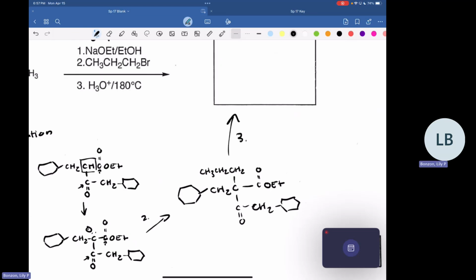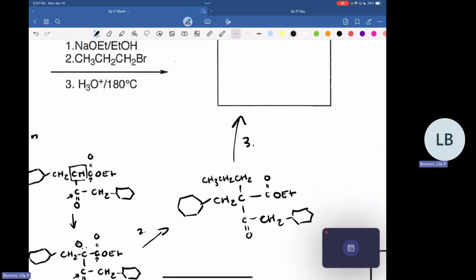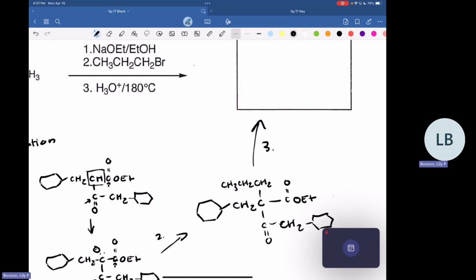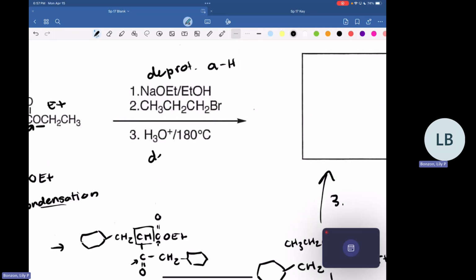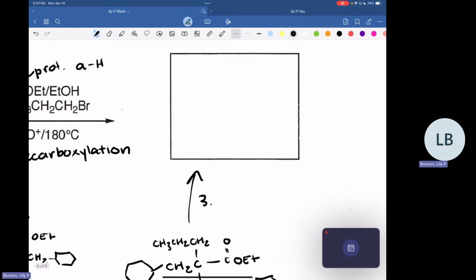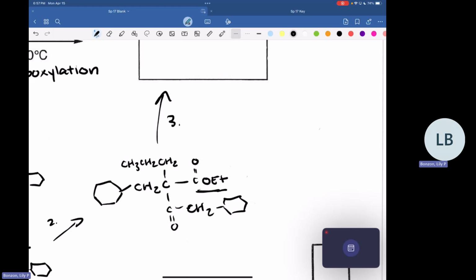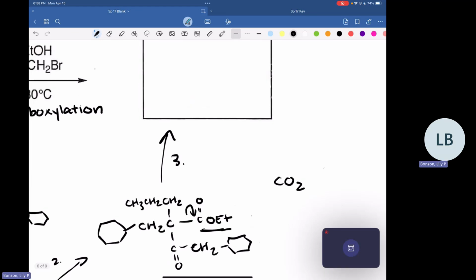All right, and then our last step, we've got H3O plus and 180 degrees C. So this one is also one of our unique reactions, and this is going to be our decarboxylation. Whenever we have this with an ester group, so we have this ester group right here, this is basically just going to kick off the carbonyl and the ester part to form kind of like a carbon dioxide derivative. So that's why it's called decarboxylation. But basically, you're just going to redraw the structure with that group removed.